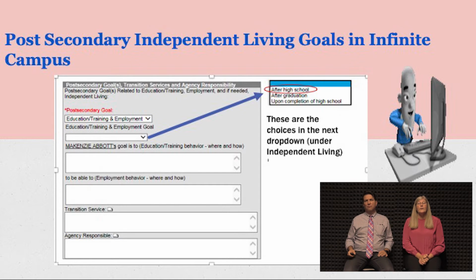So you're looking here on this slide at the independent skills instead of just the education, training, and employment. So we're looking at the independent living goal here. So make sure that it's the same, except you are now going back to the independent living skills instead of the education, training, employment goal.